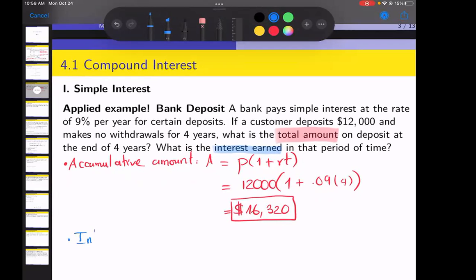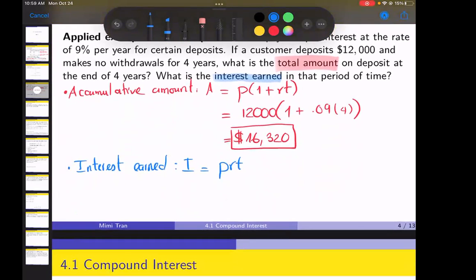So interest earned: I equals PRT, which is 12,000 times 0.09 times 4 years, which is 4,320. You can check with your calculator. Don't forget your money sign. On the exam, I do count a point for that one. If you give me just 4,000 something, it doesn't make any sense. What is it? Rand, right?